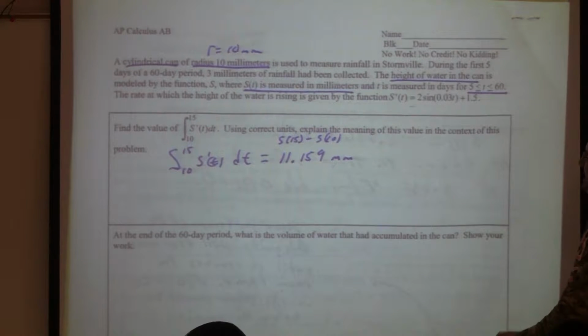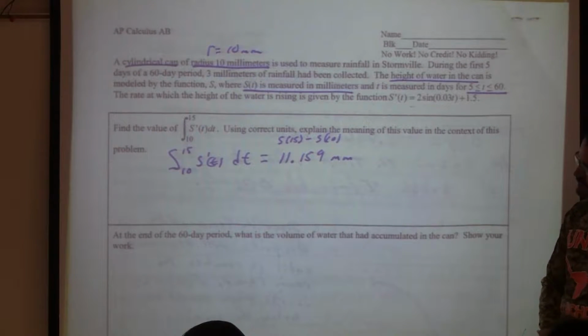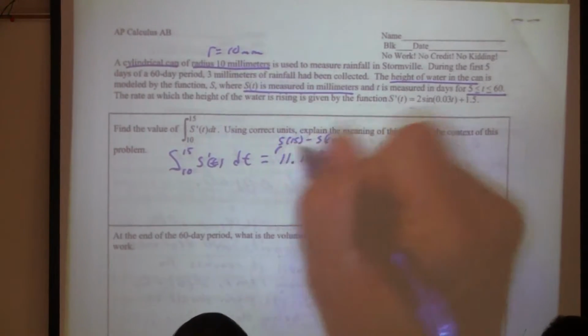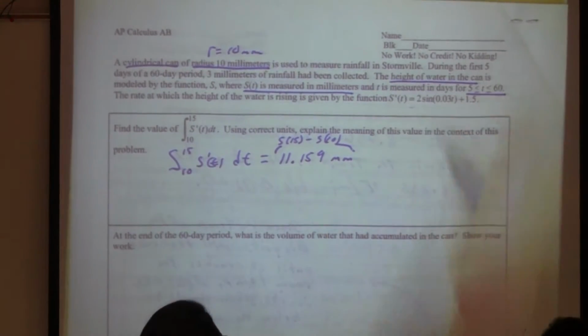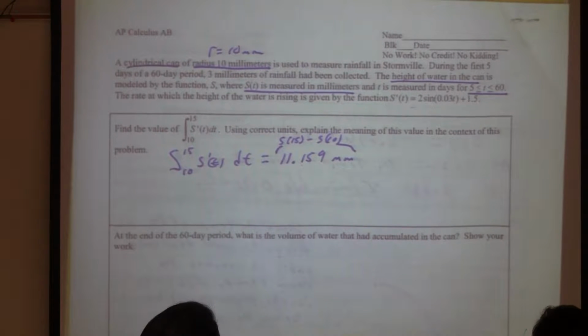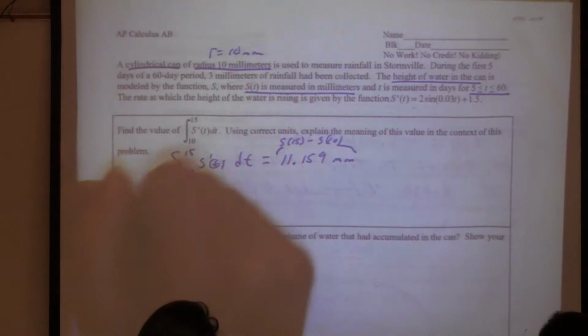Okay, so what is it describing in the context of the problem? The amount of rain in the can from t equals 10 to t equals 15. The amount of rain in the can? The height of the water. The change in height. The amount of change, right? In the height of the water? The amount of change of the height, yeah. Alright, so let me get you started.